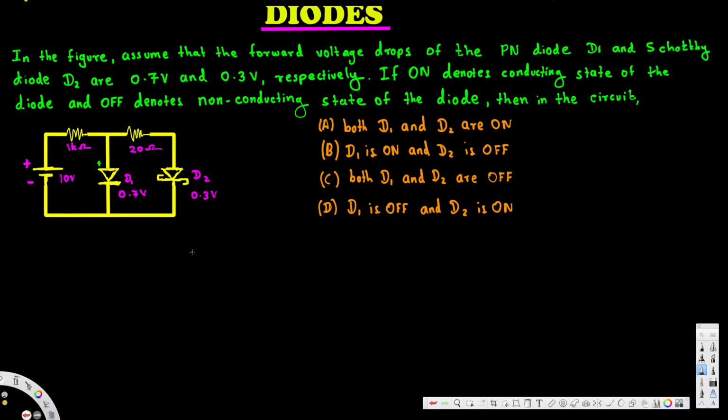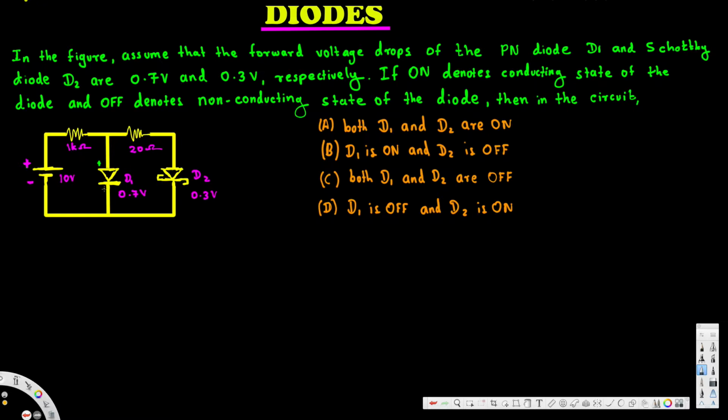Let's look at this problem right here. This question is asking, in the figure, assume that the forward voltage drops of the PN diode D1 and Schottky diode D2 are 0.7 volts and 0.3 volts respectively. If on denotes the conducting state of the diode and off denotes the non-conducting state, then in the circuit, A option is both D1 and D2 are on, B option is D1 is on, D2 is off, C option is both D1 and D2 are off, D option is D1 is off and D2 is on.